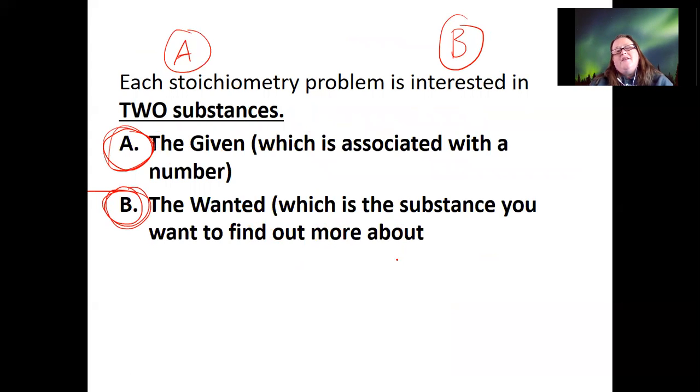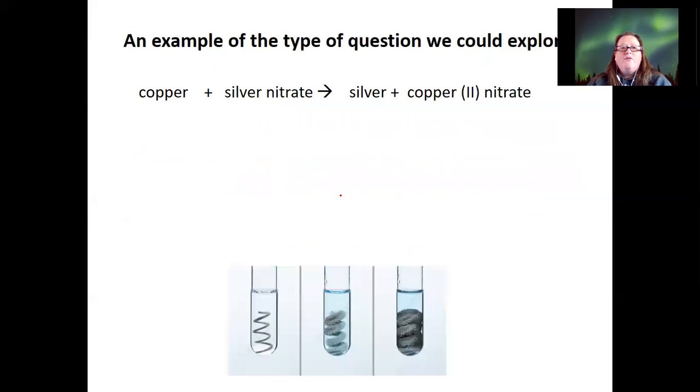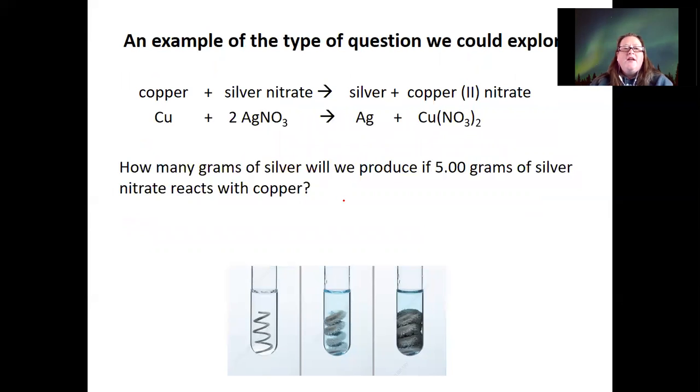It doesn't matter if there are 7 different substances in the chemical reaction. We are always only interested in 2 of them. So it's important to identify which substances are which. So we're going to practice with that. This is the same question. How many grams of silver will we produce if 5 grams of silver nitrate reacts with copper? What I do first to find my A is I look for the number and I figure out what it's talking about.